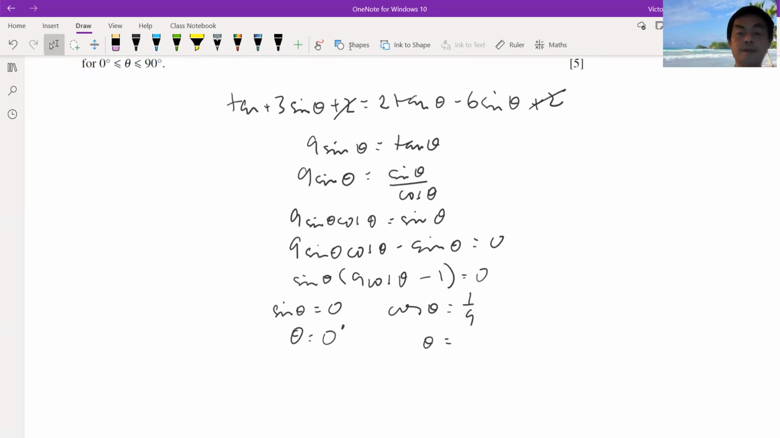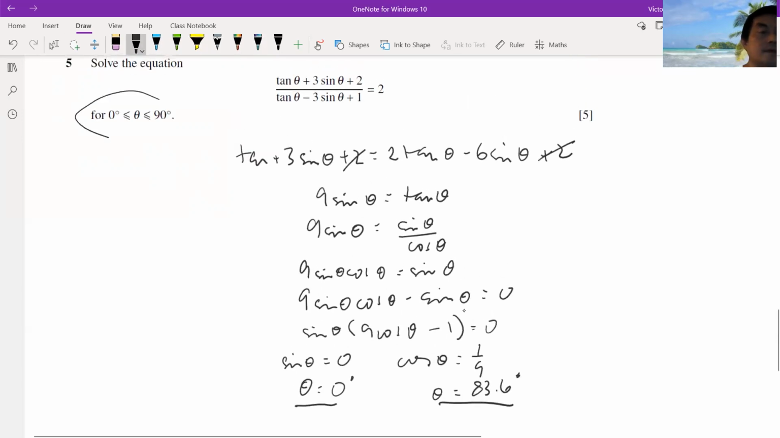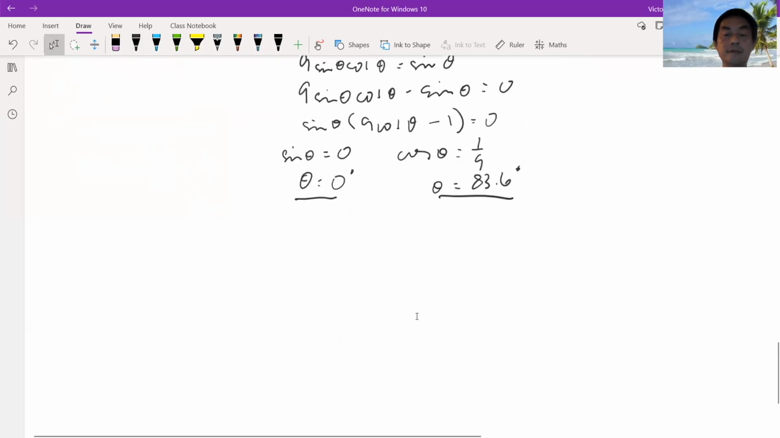83.6 degrees. Okay. There you have it, solved. So the important thing is theta is between 0 and 90 degrees. You've got to take note. Let's go to the next question.